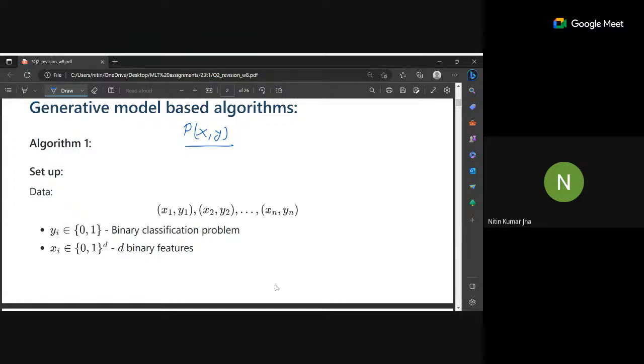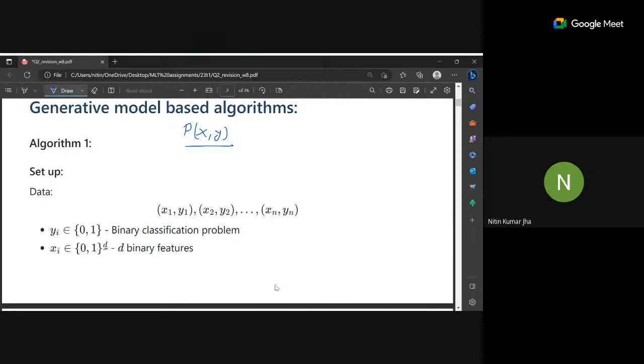We have N data points, and here we are assuming a binary classification problem. Throughout this lecture, we are assuming the binary classification problem only. It means we have labels only 0 and 1. And one more assumption is that all the features take only values 0 and 1. So every data point comes in d-dimensional space, but every feature takes values only 0 and 1.